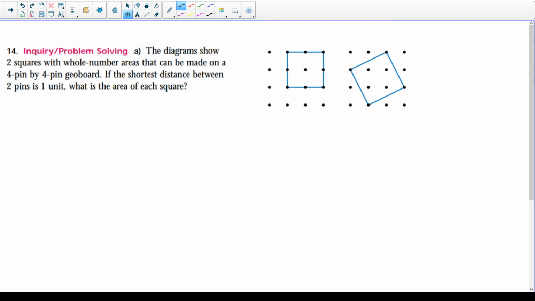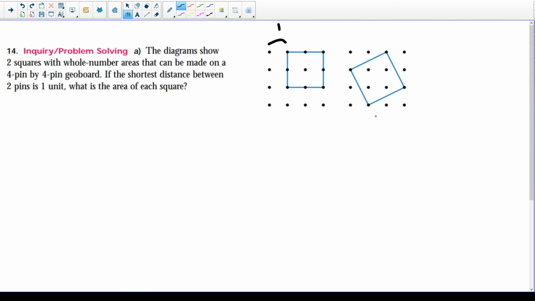So what is a geoboard? Geoboards are these little plastic things with pins, and they used to put elastics around them to form shapes. I don't know if you use those in elementary school or not. They've kind of been falling by the wayside throughout the last few years because technology has made it so much easier to just do things electronically, but some teachers may still use them. If the shortest distance between two pins is 1 unit, this is a math contest type question here. What is the area of each square?